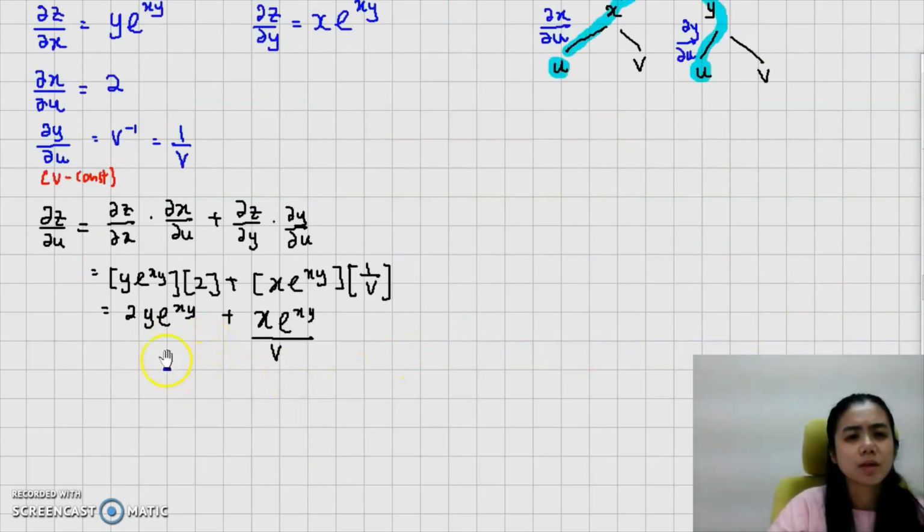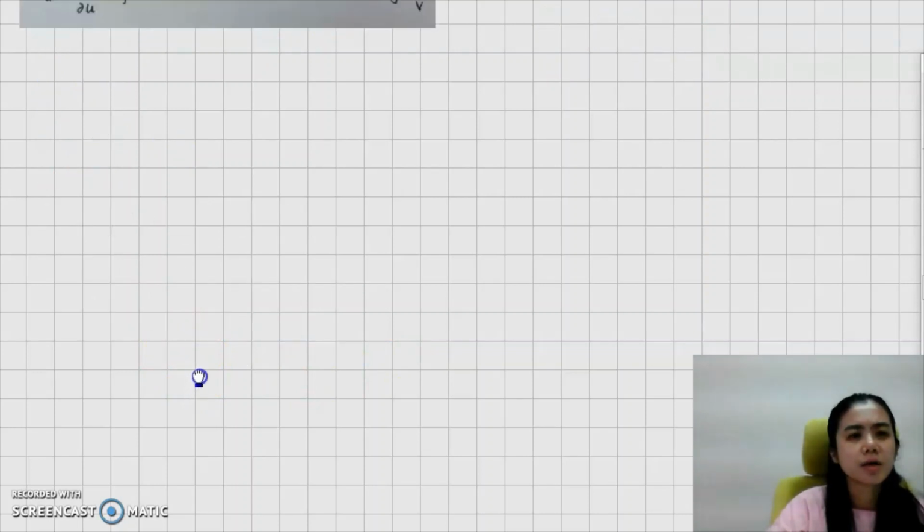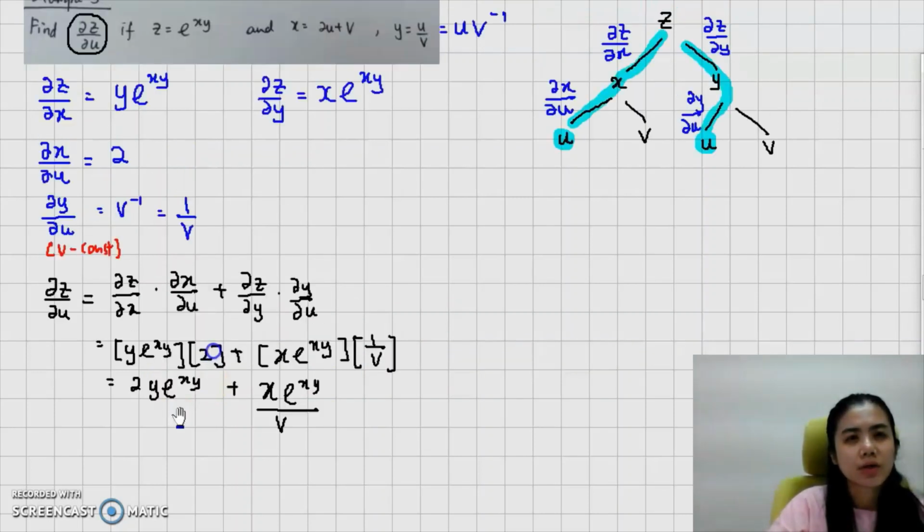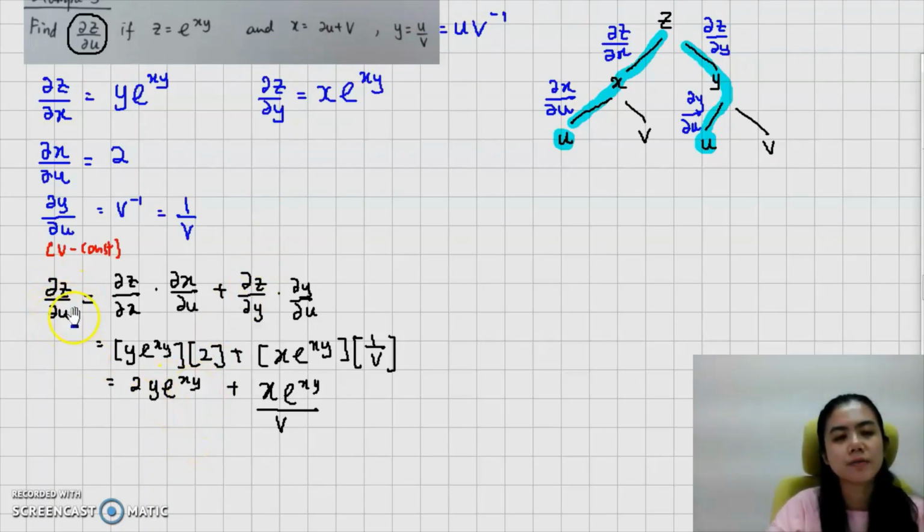Okay, let's substitute the x and y into here. Remember we cannot leave our answer in terms of x and y because you are having partial derivative with respect to u. So what you can keep in the equation is actually u and the variable that is in the same level with the u, that is v. You can only keep u and v in this equation. For those x and y which are a higher level, you have to change them. So you have to change the x that you see in here and the y that you see in here to u and v.